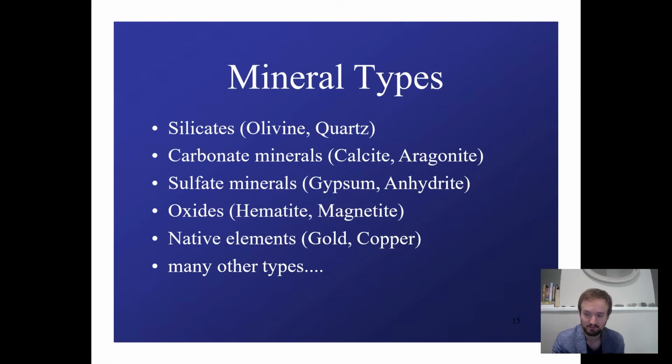Okay, so mineral types. There's probably like 10 different mineral groups, or types, I should say. For this lecture, we're just going to go over a few. You have silicates, carbonates, sulfates, oxides, and native elements.